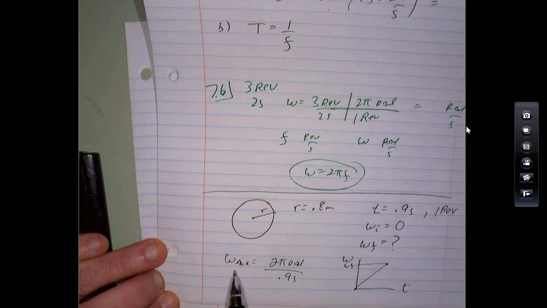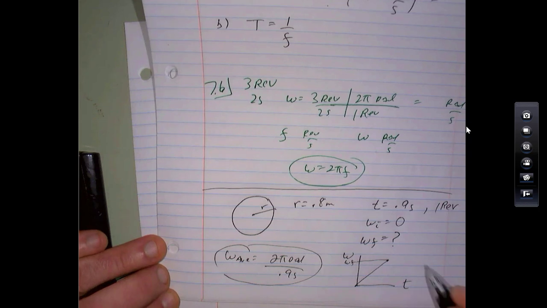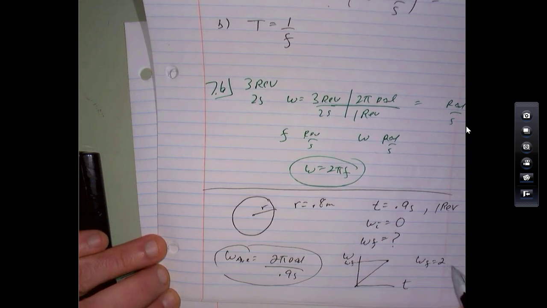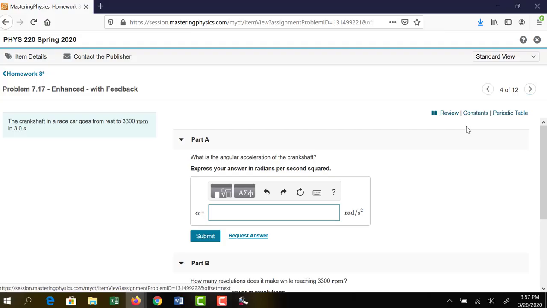So you can do it this way. Get the average, and then to get the final is just twice the average. Literally, the average is the final plus the initial divided by 2. So if the initial is 0, then the final has to be twice the average. I'll leave it up to you to get the numbers, but that's the way to think about this. And this is linear, meaning constant angular acceleration. Okay, let's look at the next one.